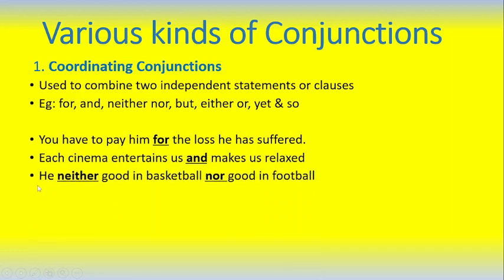Then, he is neither good in basketball nor good in football. See, neither nor is used in this way in a sentence. He is a clever boy, but his behavior is not good. See, two sentences are joined by but. So, this type of conjunctions are called coordinating conjunctions.